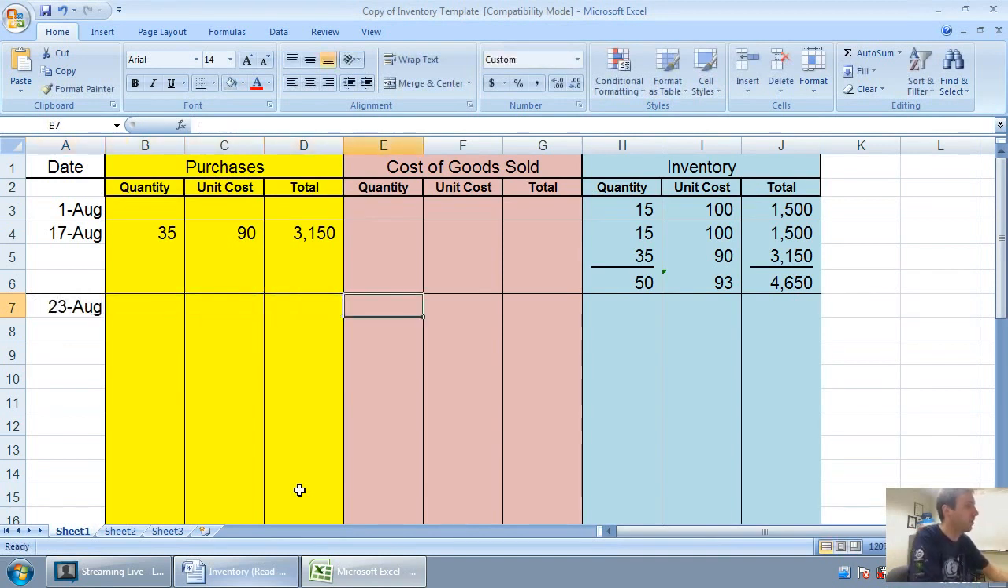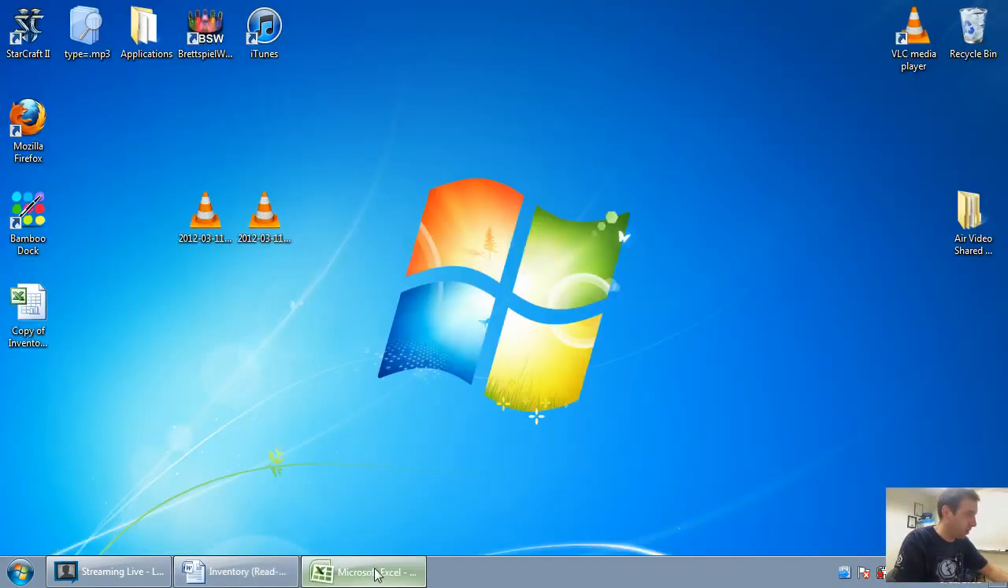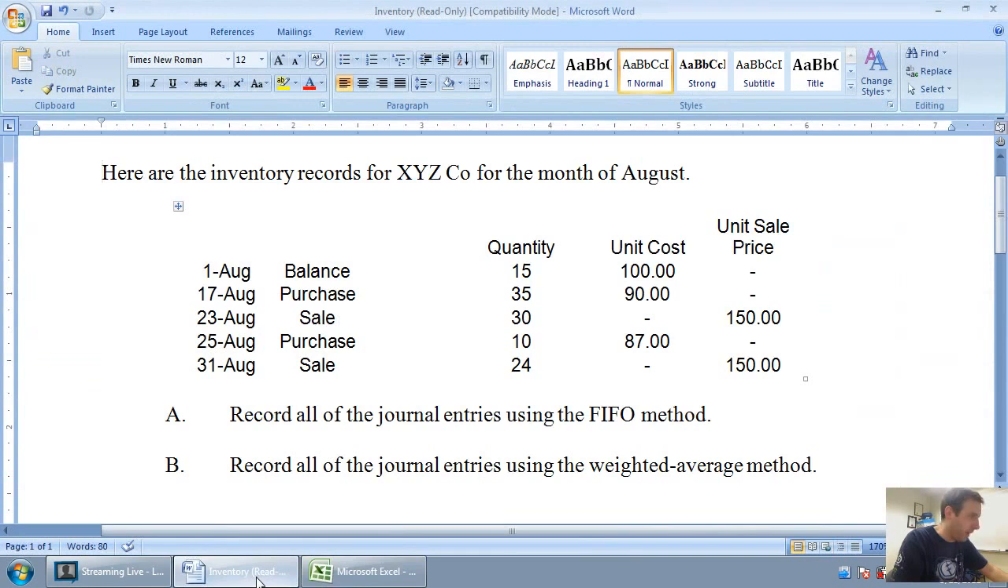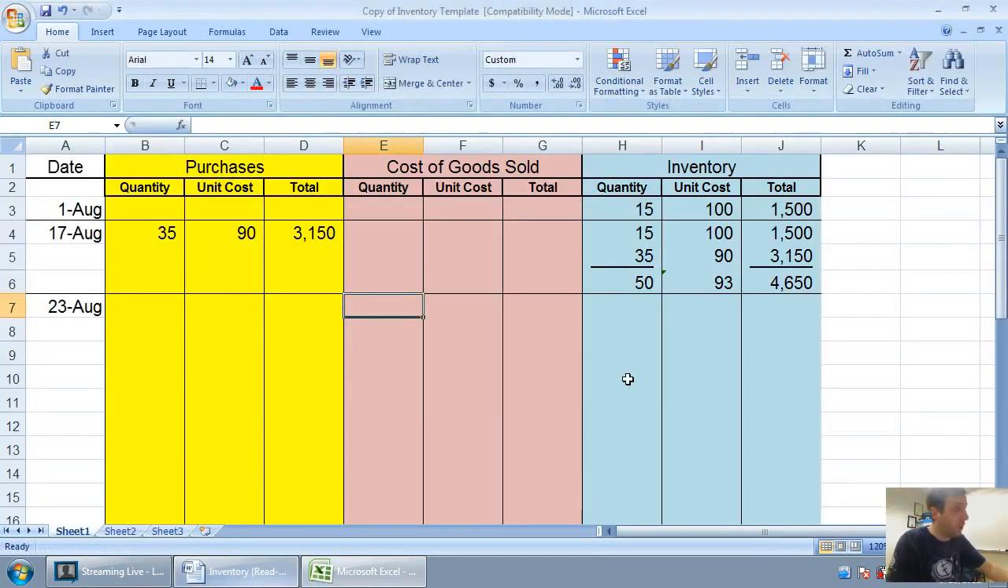August 23rd, we sell 30 units. Now, with FIFO or LIFO, we would look back and say, okay, which 30 did we sell? If we were looking at FIFO, we would have done 15 at 100 and 15 at 90. If we're doing LIFO, we would have done 30 at 90, all of the most recent. Under weighted average, you don't have to worry about what came first and what came last. All of our units are $93 units.